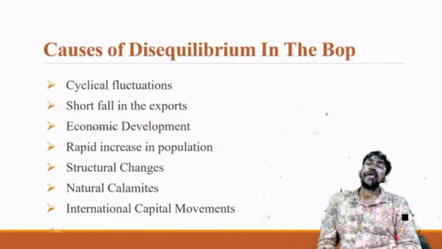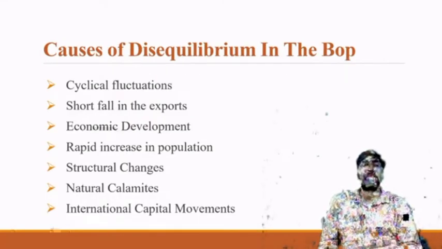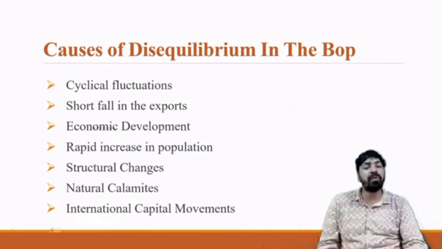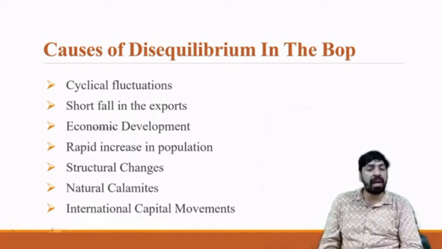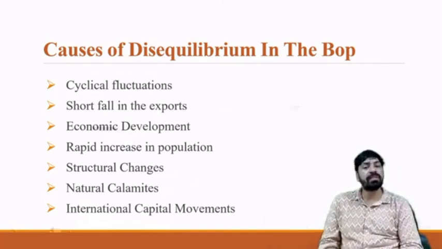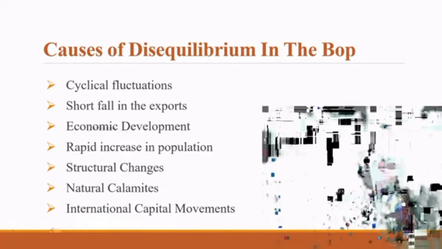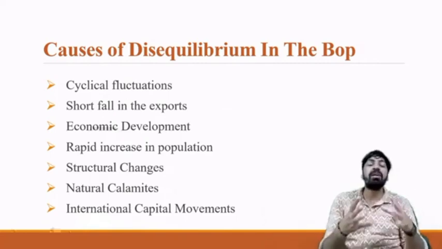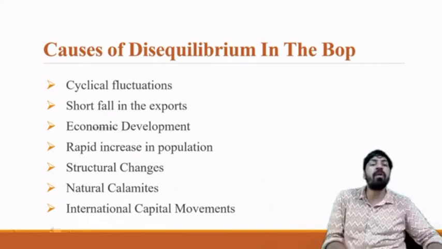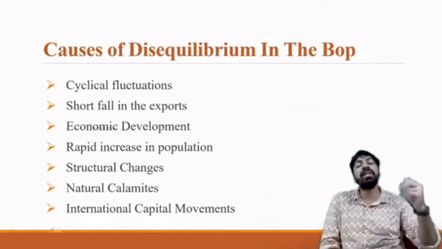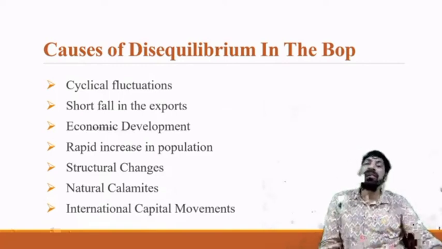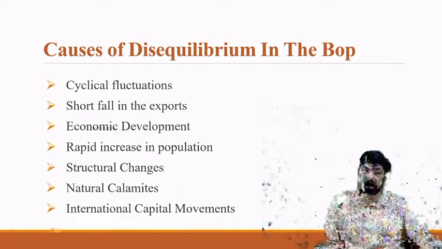What are the causes of disequilibrium in the balance of payment? Cyclical fluctuations going on in terms of prices, demand, and supply of goods and services. Disequilibrium would occur when there is a shortfall in exports, when there are no more exports going on in the country, and no earnings are received in terms of foreign currencies for the nation. Then a disequilibrium situation would arise.